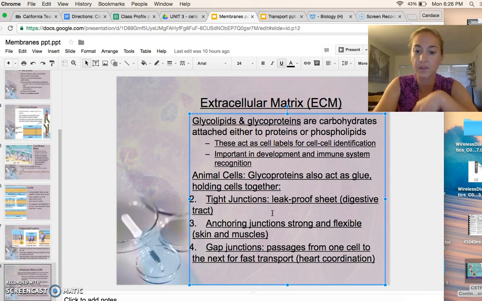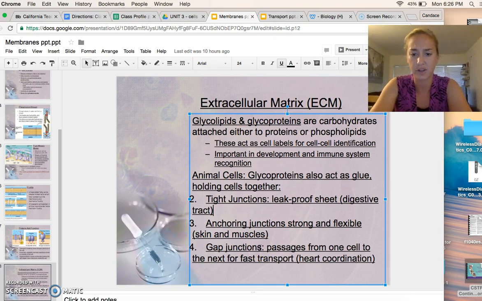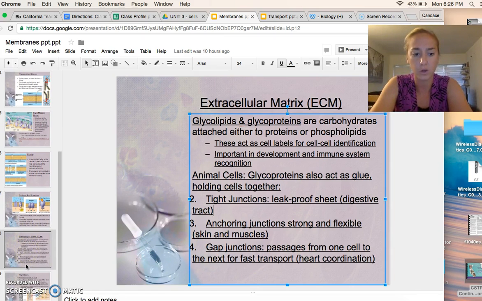We also have anchoring junctions, and these are going to hold cells together like in your skin and your muscles, because those body parts need to be strong, yet they need to be flexible. Your skin has to bend, your muscles have to be able to stretch, so those cells need a little bit more room to move. And then we also have gap junctions, and this is like a passage from one cell to the next for fast transport. An example of a gap junction would be heart coordination.